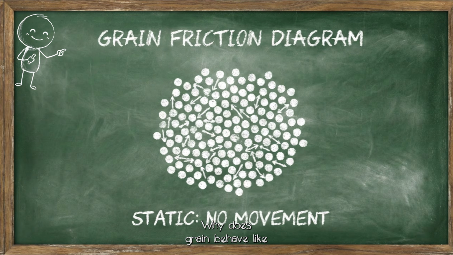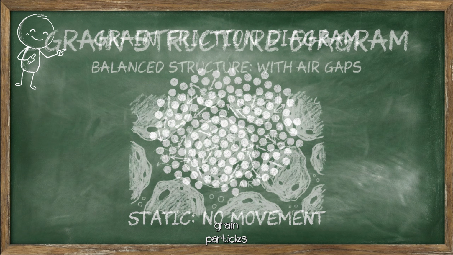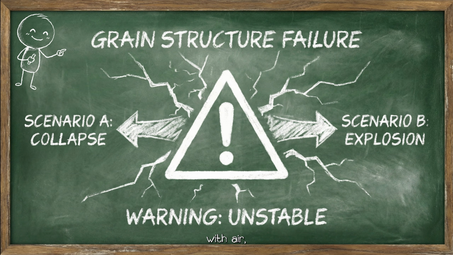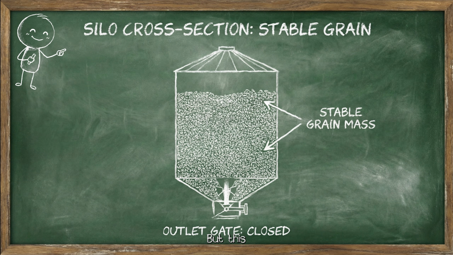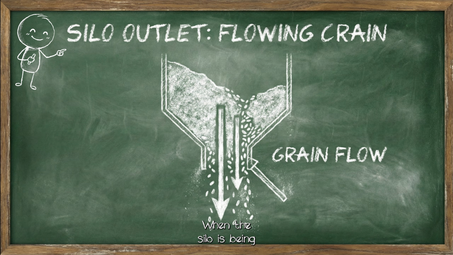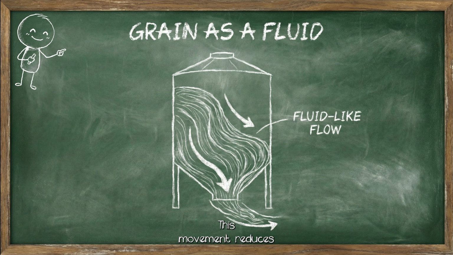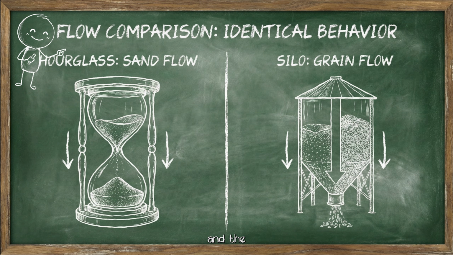Section 2. Why does grain behave like a liquid? Normally, grain particles stick to each other through friction force. The spaces between them are filled with air and the structure is relatively stable. But this balance breaks down in two situations. When the silo is being emptied. When the exit hatch at the bottom of the silo is opened, the grain starts moving downward. This movement reduces the friction between particles, and the grain stops being solid and starts flowing like a liquid.